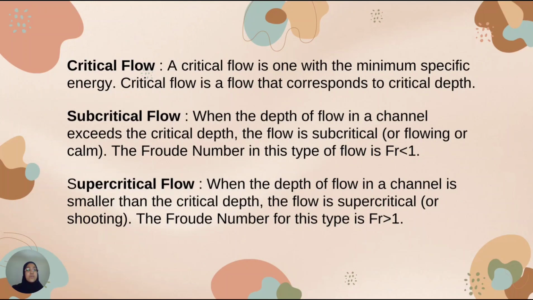Critical flow. A critical flow is one with the minimum specific energy. Critical flow is a flow that corresponds to the critical depth. For subcritical flow, when the depth of flow in the channel exceeds the critical depth, the flow is subcritical, or tranquil or calm. The Froude number in this type of flow is less than 1. Supercritical flow: when the depth of flow in a channel is smaller than the critical depth, the flow is called supercritical or shooting. The Froude number for this type is bigger than 1.